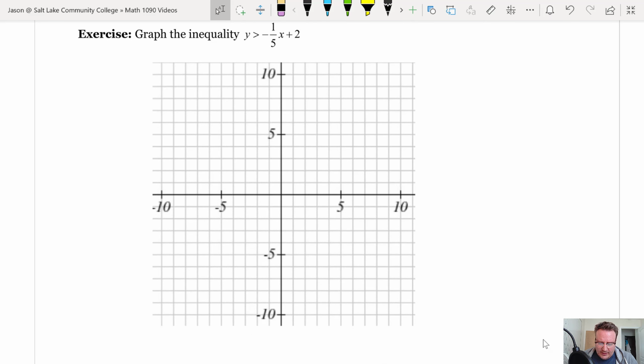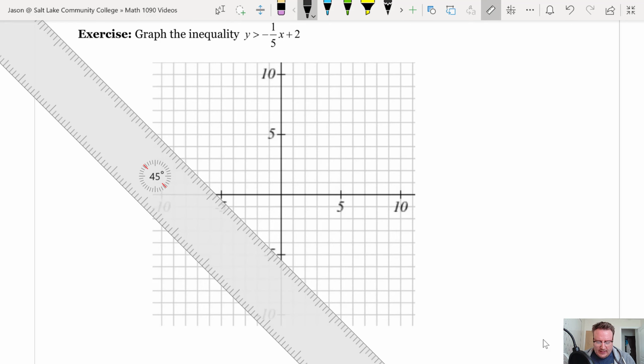Okay, so here's an example. Graph the inequality y is greater than negative 1/5 x plus 2. I'm going to get my ruler out. This is a line with a negative slope and a y-intercept of positive 2, so it goes through this point right here. And I'm going to use the slope to generate another point that's on the graph. The slope is negative 1 over 5. So if I run 5 units, I have to go down 1 unit in the y direction.